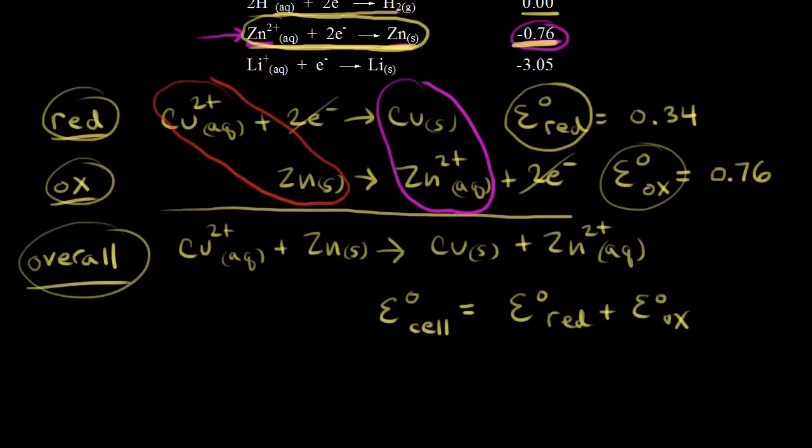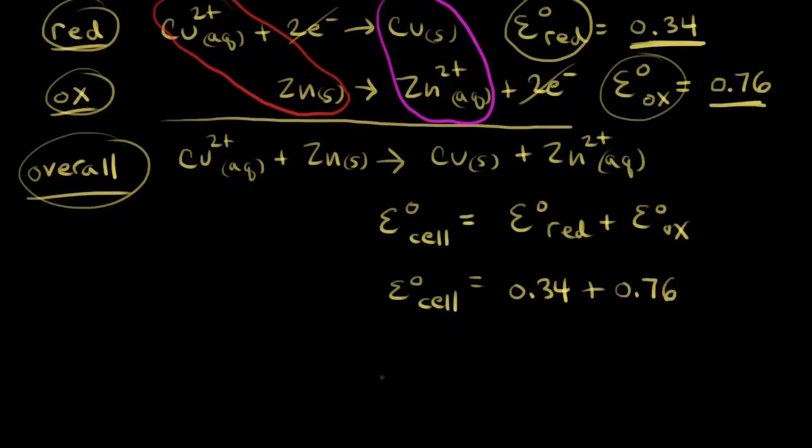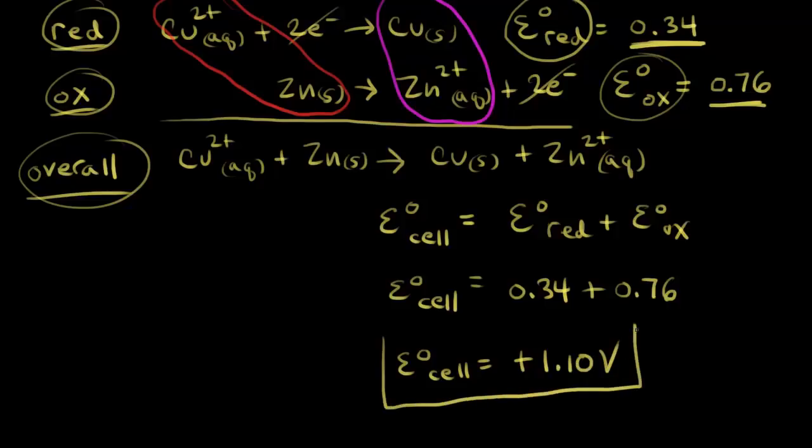And so when we do that, we get positive 0.34 volts as the potential for the reduction half reaction, and positive 0.76 volts as the potential for the oxidation half reaction. So that gives us our standard cell potential. For our cell, the potential is equal to positive 1.10 volts, which we already know from previous videos, right?